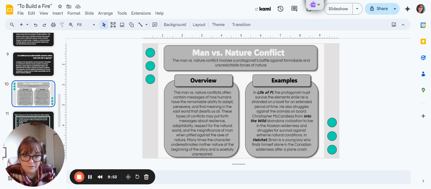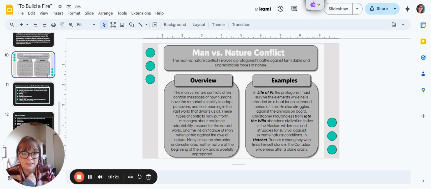These types of conflicts may put forth messages about resilience, adaptability, respect for the natural world, and the insignificance of man. Again, we are but a speck in the eye of the universe. Insignificance of man when pitted against the awe of nature. Many times the character underestimates Mother Nature at the beginning of the story and is woefully unprepared. Oh, ding, ding, ding. That is going to be our character indeed in To Build a Fire.